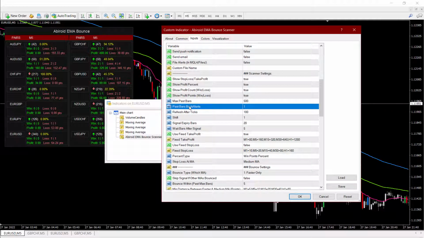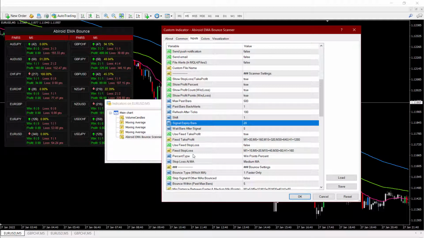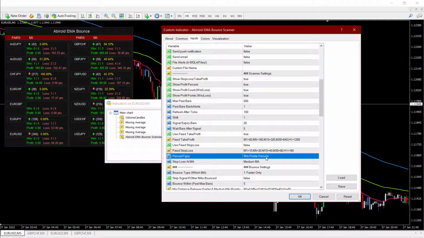And if you are interested in back alerts, like if I set this to maybe 10, and if you are trading longer trends, and if you want to also see the alerts within the past 10 bars, then you can just set this to that. And if you only want alerts when a signal occurs on shift 1, in that case you can leave it at 1. And all of these settings are exactly the same as what we saw in the arrows indicator: signal expiry bars, wait bars, the fixed profit and loss, and the percent point.